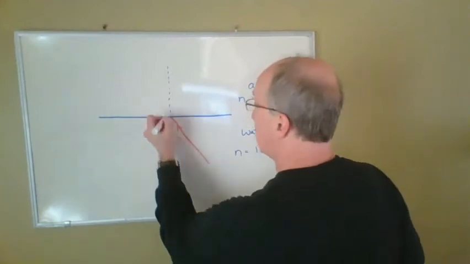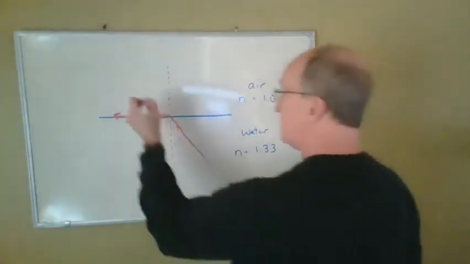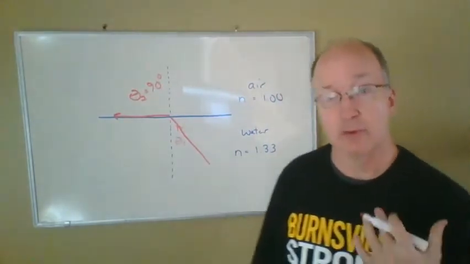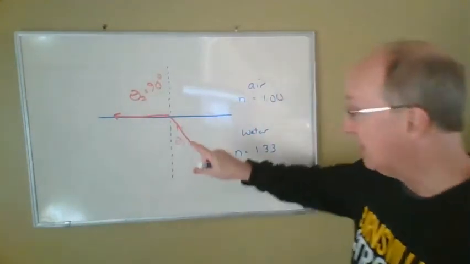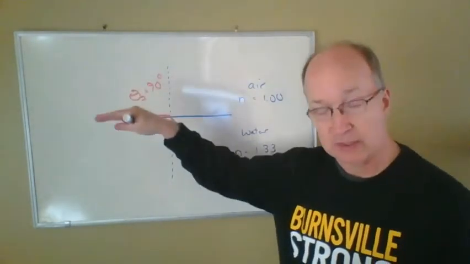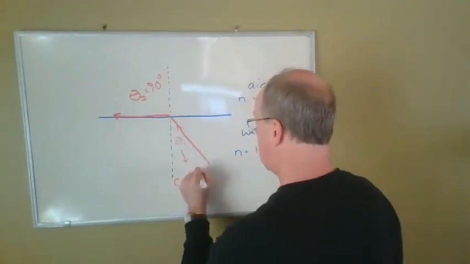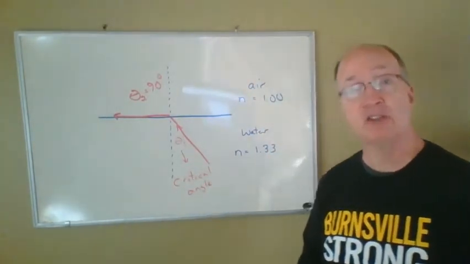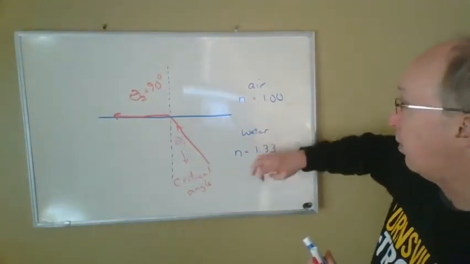So we want this angle to be large enough so that when the light is trying to come out of here, it essentially can't, or the angle of refraction, theta 2, is 90 degrees. That's that critical point. When this angle is big enough so that theta 2 is 90 degrees, we call that the critical angle. And our job is going to be to solve for the critical angle, in this particular case, for light going from water to air.